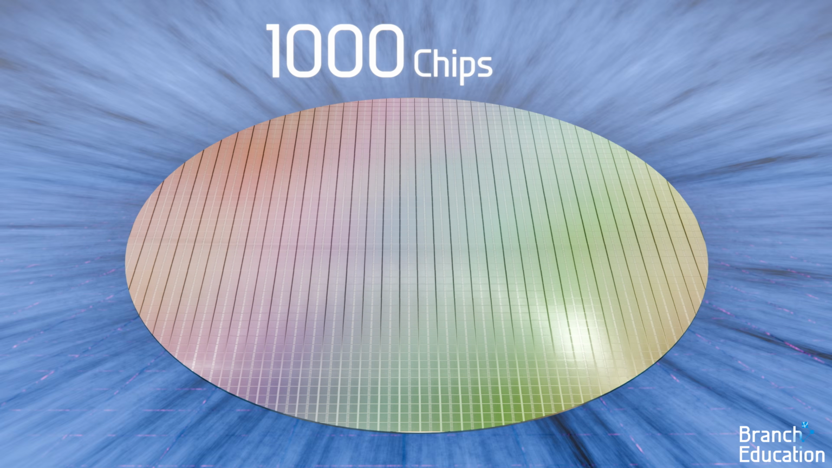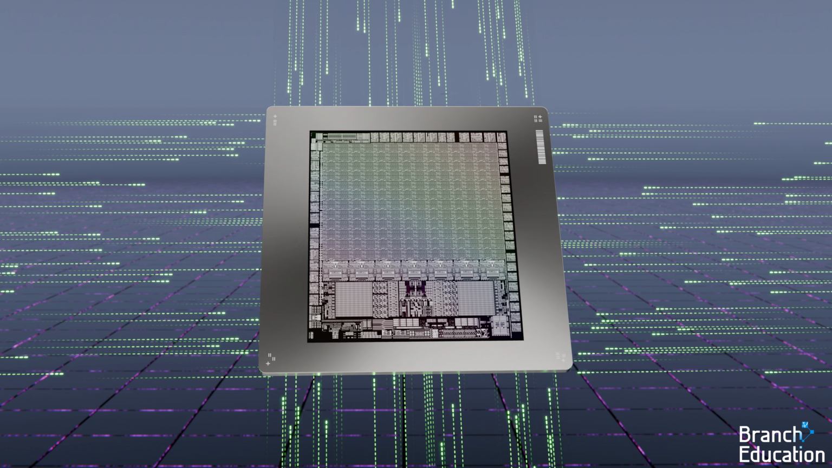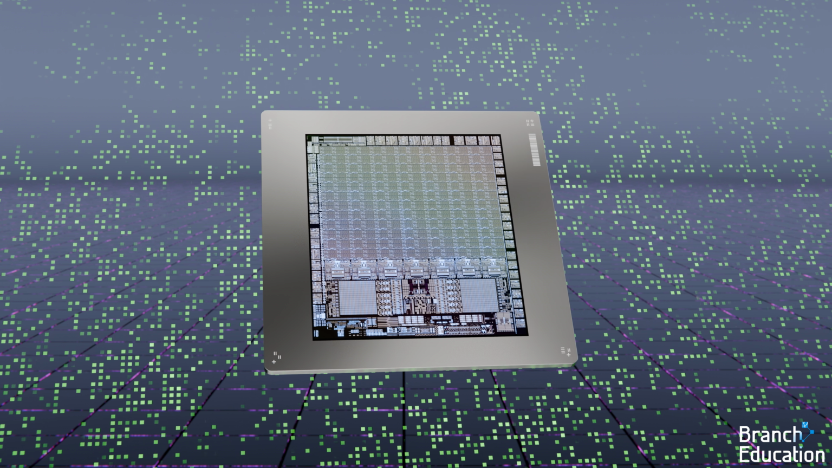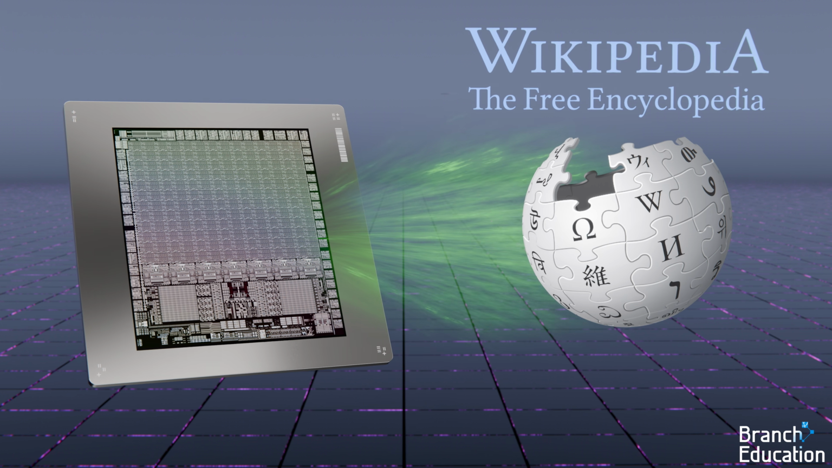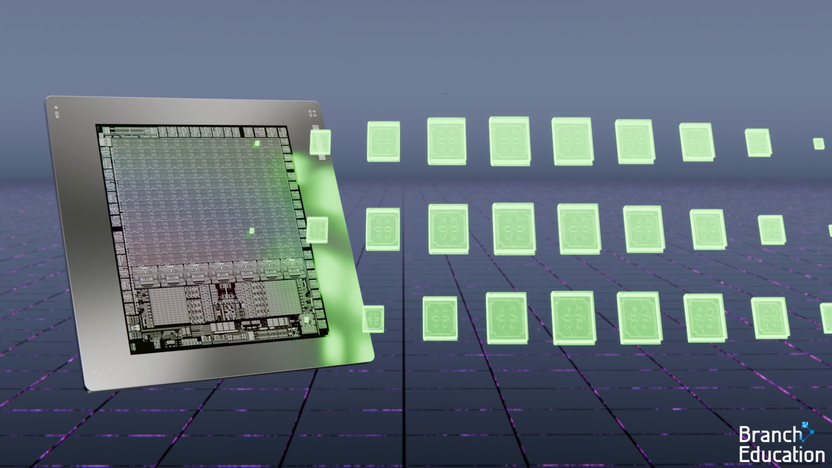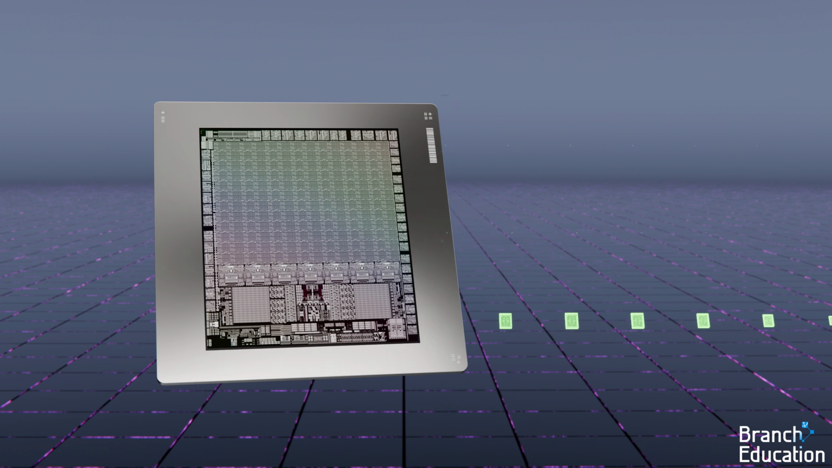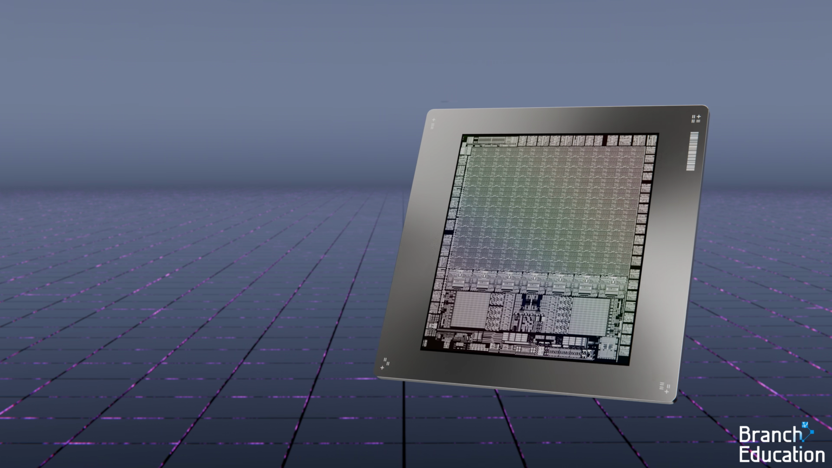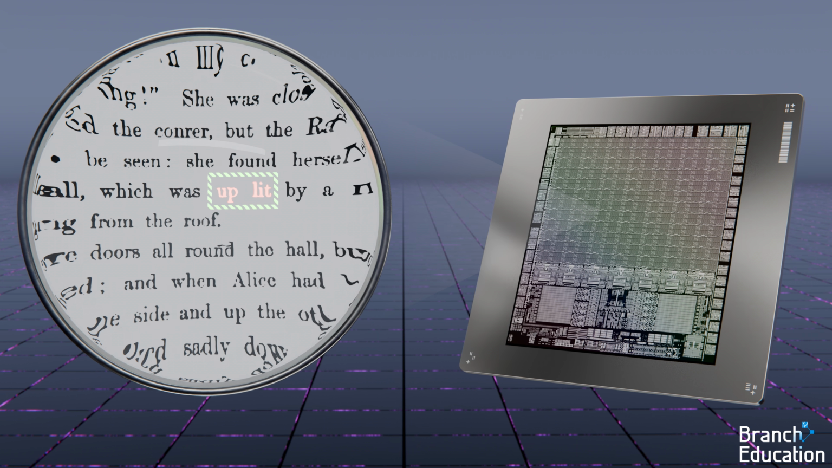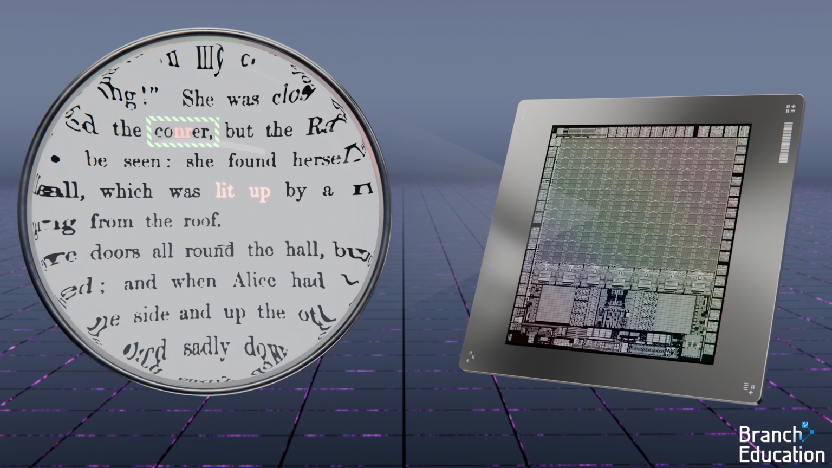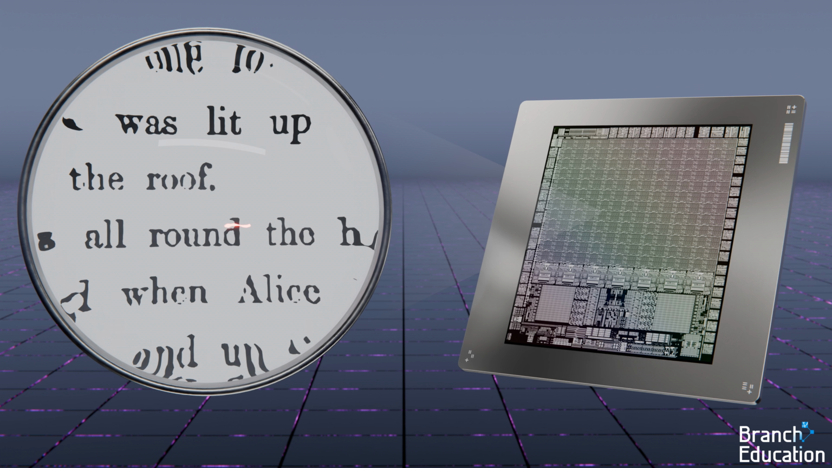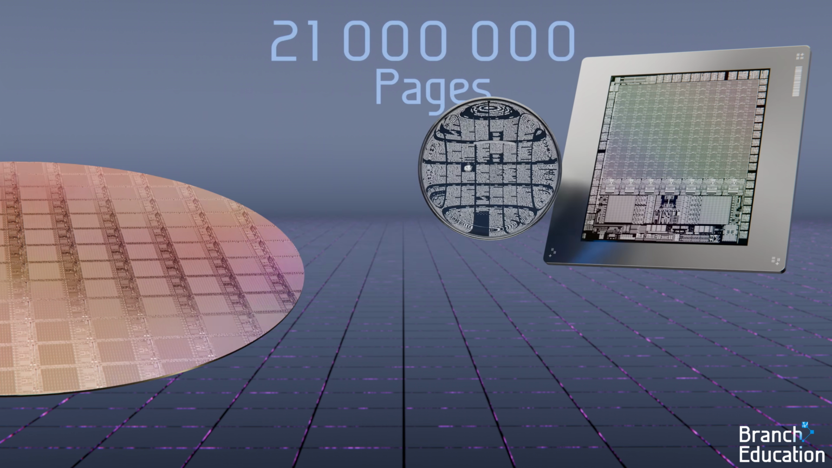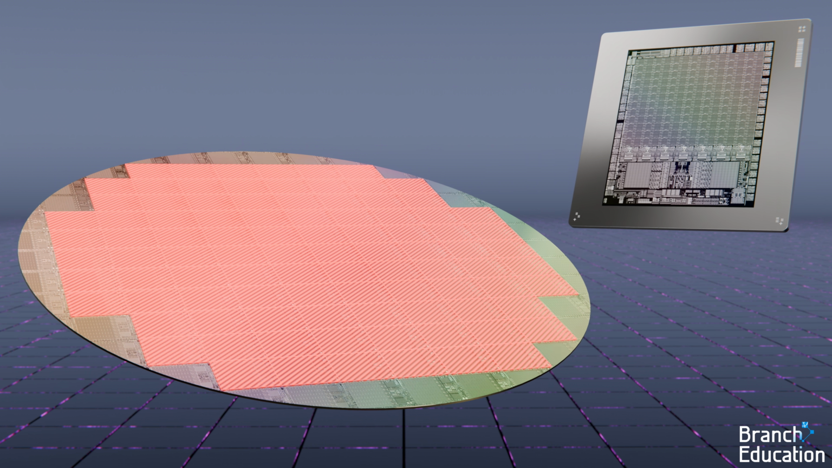on a single wafer. This mask contains an incredible amount of information, and as mentioned in the intro, it has the equivalent amount of detail as all the text of Wikipedia plus all the books in an average public library. This mask, which can cost around $300,000, must be so perfect that, using our analogy, there can't be a single grammatical error, spelling mistake, or even an extra curve on a letter across 21 million pages of text. Otherwise, it would damage every chip on the wafer.